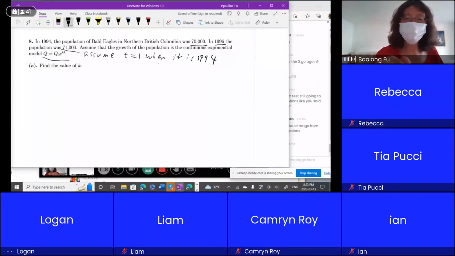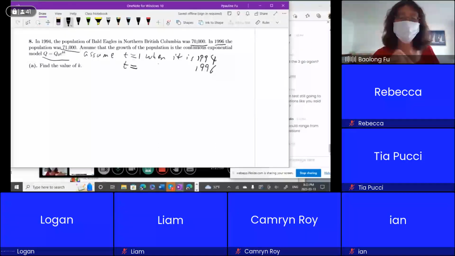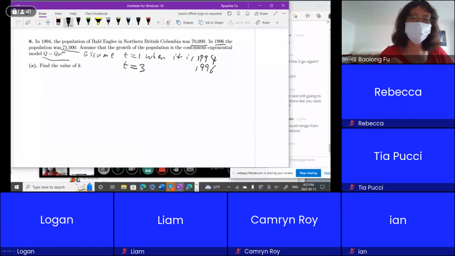1994 is 1. And then 1996, what is t? Year 1996? Anyone? If 1994 is 1, then 1996 is t equals 3. Excellent, thank you. Okay, so this is clarification for t. Now plug in when t equal to 1.